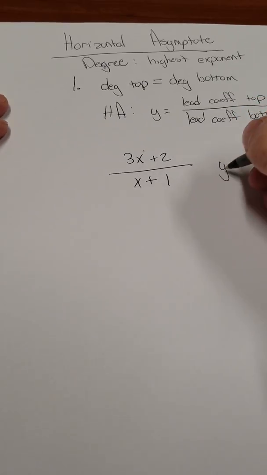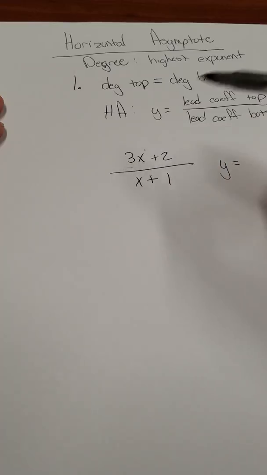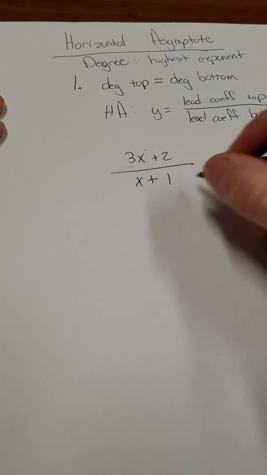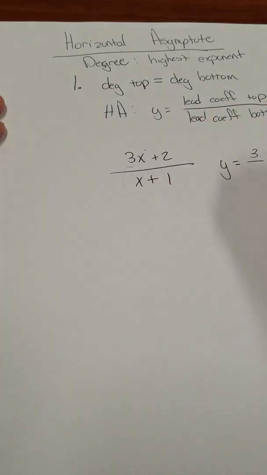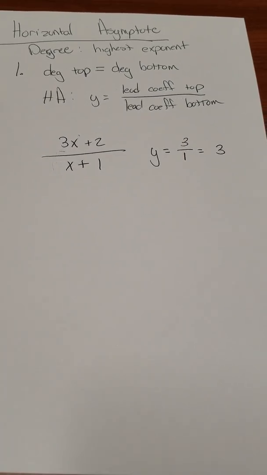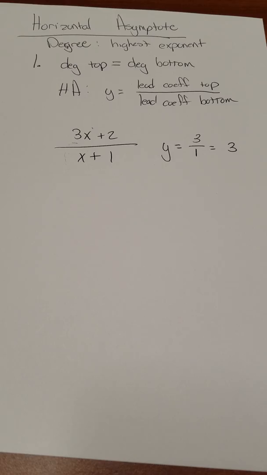So now we take it and go y equals, we divide the leading coefficients. Well, the leading coefficient of the top is going to be a 3. The leading coefficient of the bottom, there's nothing in front of the x, so that's a 1. So that makes my horizontal asymptote for this problem at y equals 3.